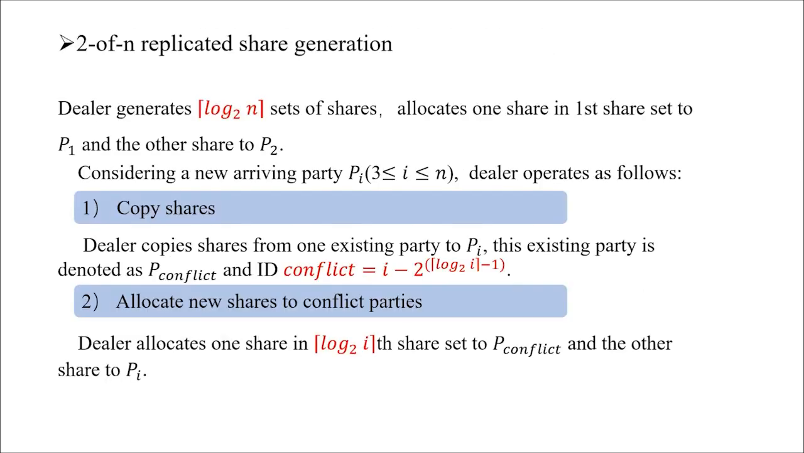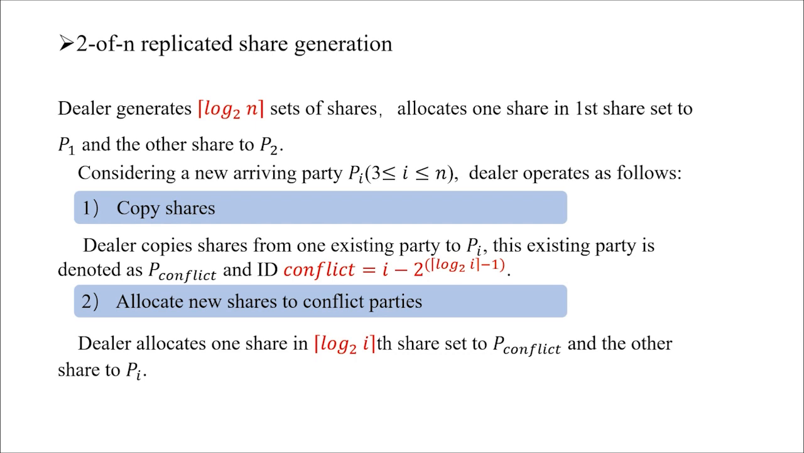Specifically, in 2LN replicated share generation, the dealer generates round-up log2 n sets of shares, and allocates one share in the first share set to P1 and the other share to P2. Then, considering a newly arriving party Pi, i within the range 3 to n, the dealer operates as follows. Step 1: copy shares. The dealer copies the shares of one existing party to Pi. This existing party is denoted as P_conflict, and ID_conflict equals i minus 2 to the power of round-up log2(i-1).